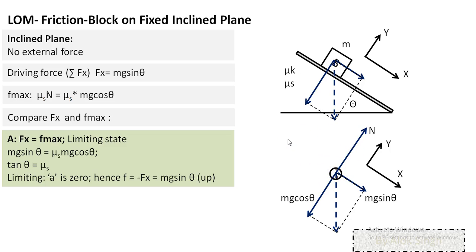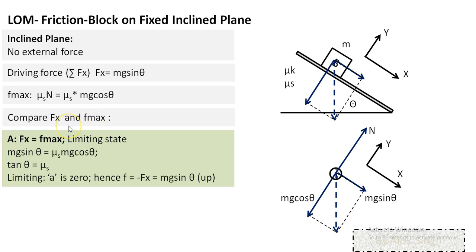So from the free body diagram, we can easily find out the driving force is mg sin theta. That's the force which is trying to slide the block down the slope. And the maximum frictional force will be equal to mu times the normal reaction, and the normal reaction here is equal to mg cos theta. So the maximum friction force is the coefficient of static friction times mg cos theta. So we can find out the state of motion by comparing the driving force with the resisting force.